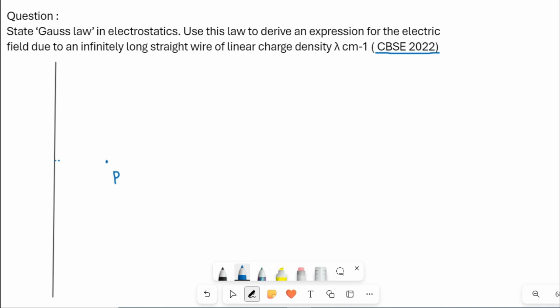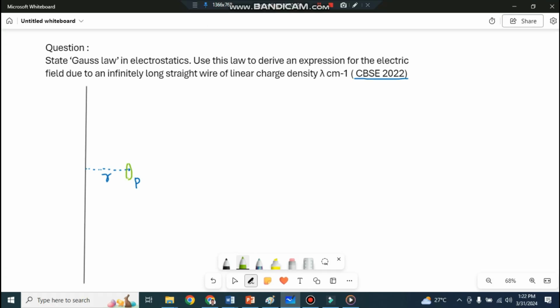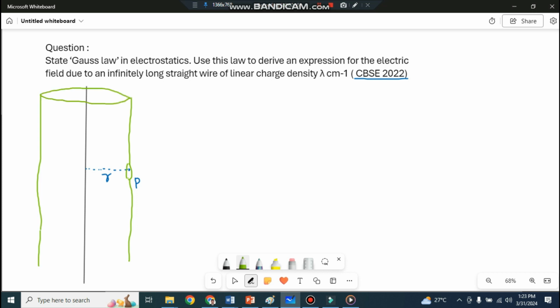There are 3 applications. This is the first application, electric field due to a charged wire. For that, I just drew one line here having charge density lambda, and P is a point at a distance r from that wire. Now to complete the derivation, we are drawing one Gaussian surface in the form of a cylinder of radius r. You can see the cylinder is formed here, and the point P is on the cylinder.